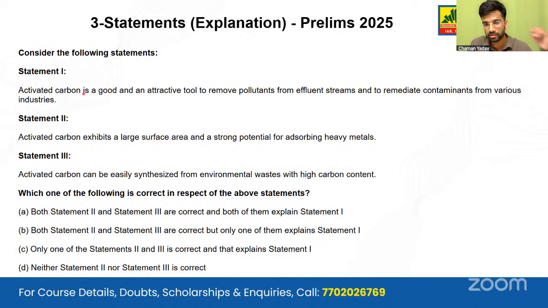Here UPSC has given statement 1, statement 2, and statement 3. And now they are asking which one of the following is correct in respect to the above statements. They are not asking how many of the statements are correct or which of these statements are correct. They are just saying that both statement 2 and 3 are correct. But one point to note in these type of questions is that statement 1 will always be correct. This will be our pole marker, and we have to gauge our other options based on that statement 1.